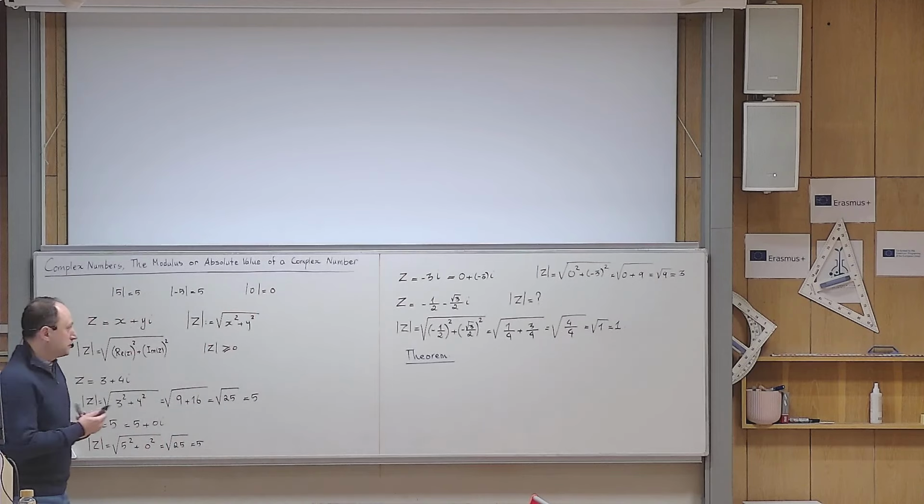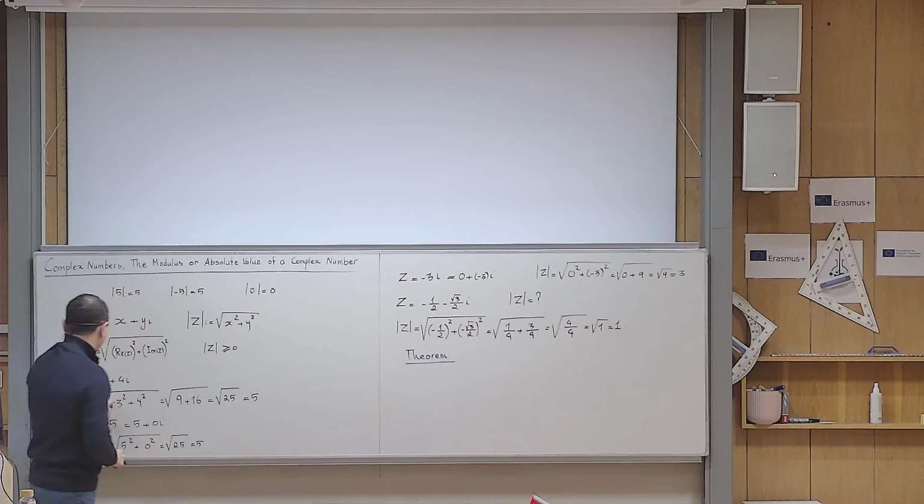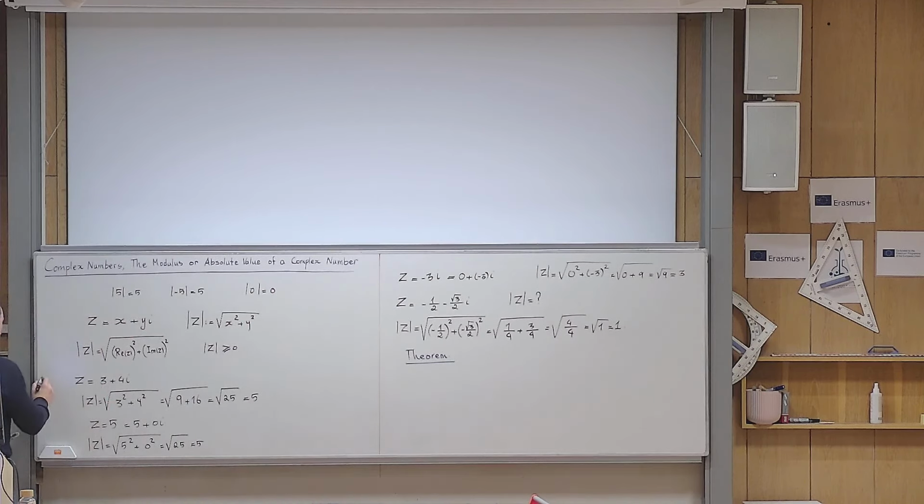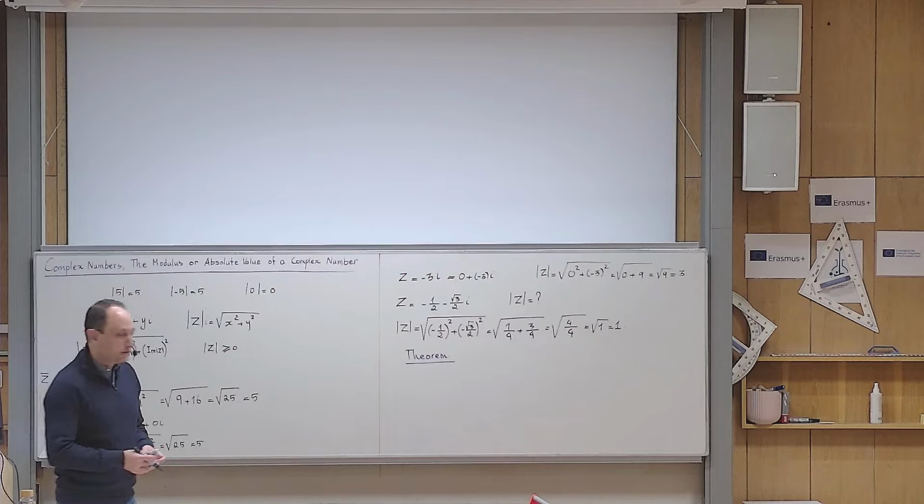So I want to talk about properties of this notion that we just introduced. First of all, do you remember what I told you about the conjugate? If I give you a complex number like that, what is the conjugate with this symbol? Yes? 3 minus 4i. You just change the imaginary part to its opposite. So what do you think will be in general the relation between the absolute value of a complex number and the absolute value of its conjugate? How are they related? They are equal. Yes?